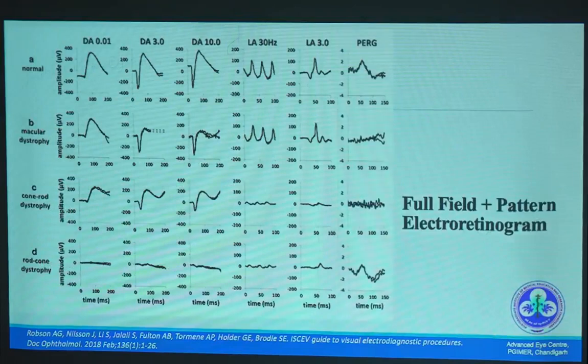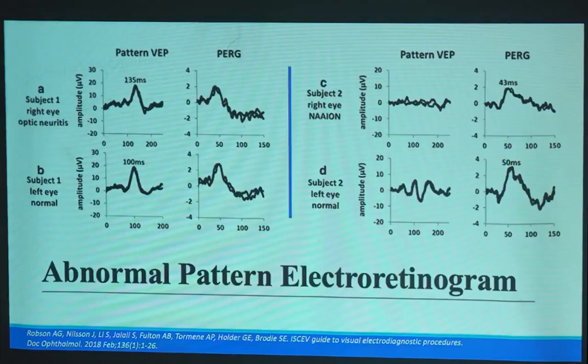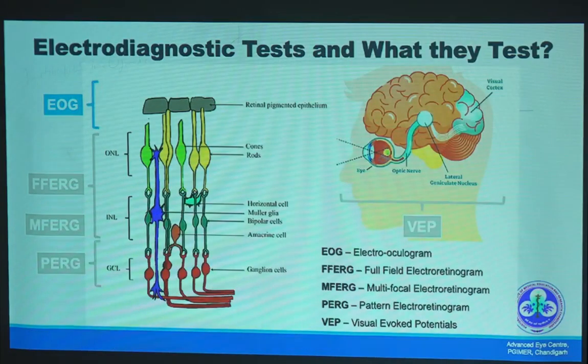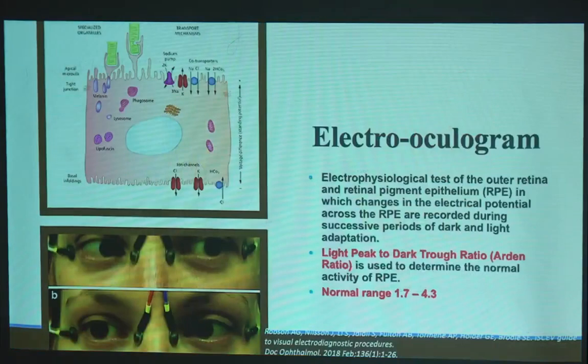So I'm just going to come to a couple of examples to show you the utility of that. And coming on to the last one, that was EOG that we have left till now. That is basically to record the potential from the RPE. That's a very low potential, and it's recorded by a variable source of light that is shifting from left to right, with the patient also moving his eyes from left to right.